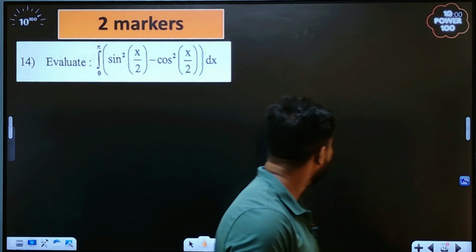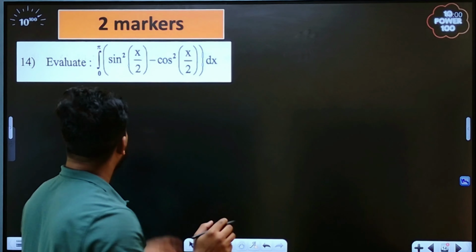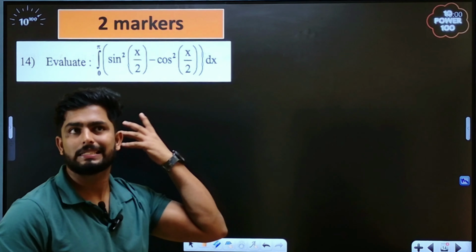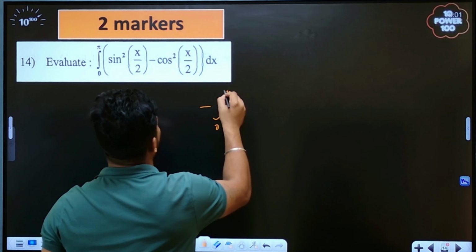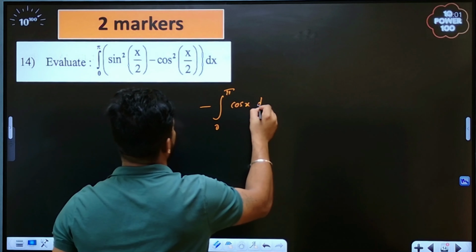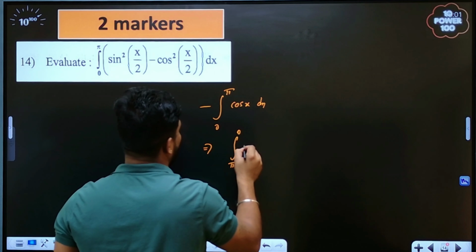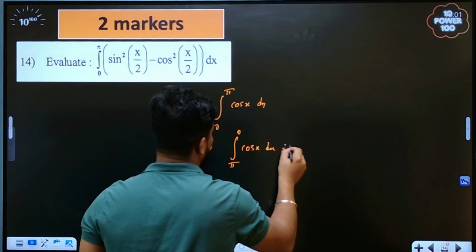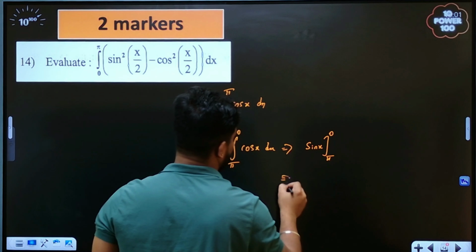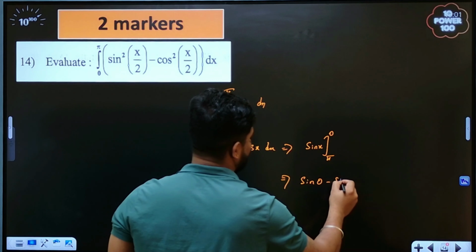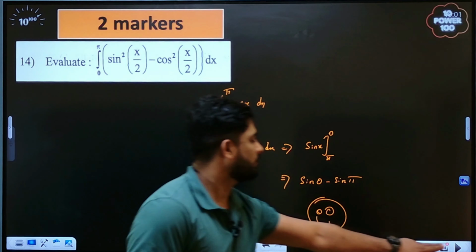Okay. Next, so integration of this is very simple. This is there in the model paper also. If you take minus common, you get the cos 2x formula, but since it is a half angle, you get the integration of 0 to pi cos x dx. Since it is minus, we'll interchange the limits. So it is pi to 0 cos x dx. Integration of cos x is sin x with the limits pi to 0. So it is sin 0 minus sin pi. Both answers are 0. So the answer is 0.